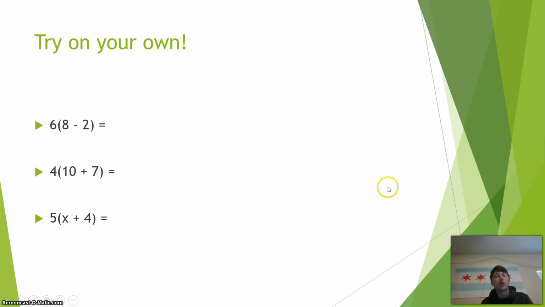Alright, so I have a few examples that you can try on your own. What to watch for in these is this has a subtraction sign, so watch out for that. And watch out for this variable here. Remember what we do with variables when we multiply them by numbers.